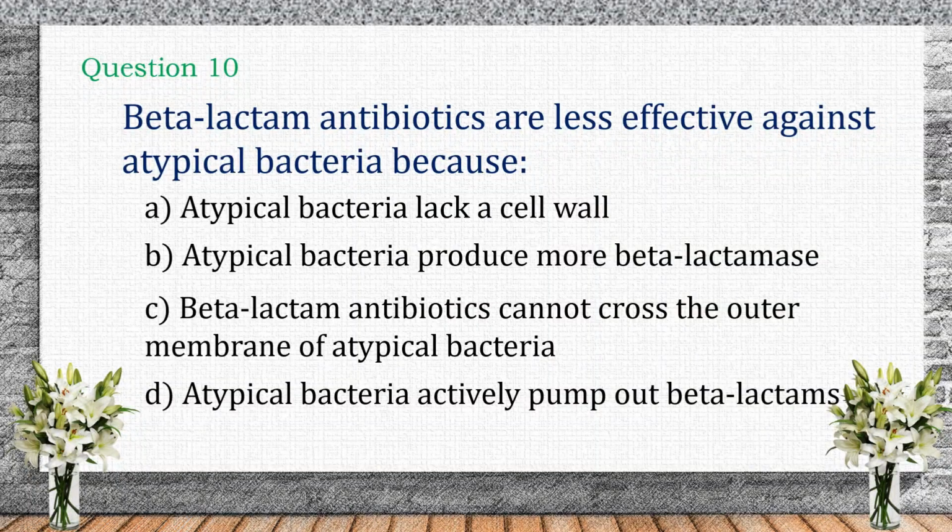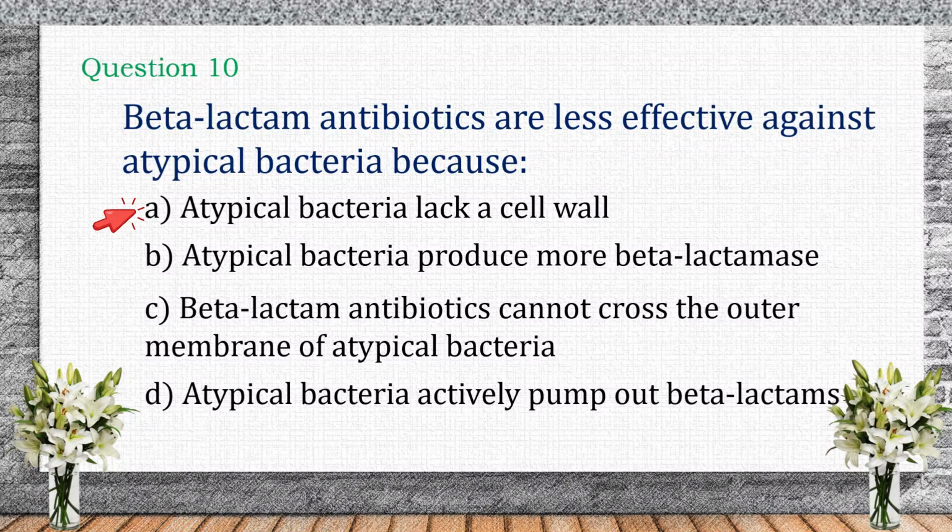Question 10. Beta-lactam antibiotics are less effective against atypical bacteria because? Correct answer, A. Atypical bacteria lack a cell wall. Atypical bacteria, such as Mycoplasma, lack a cell wall, making beta-lactam antibiotics ineffective as these drugs target cell wall synthesis.